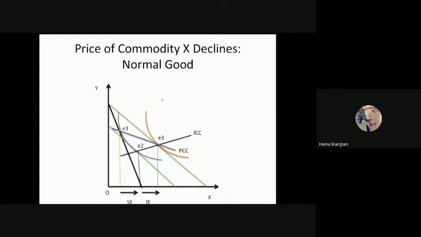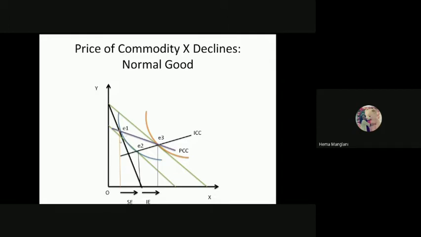That is, the price of commodity X declines for a normal good. So we started from here. Okay, that was a black budget line, which is the initial budget line, where the consumer is at the initial position. Okay, so that is the initial level of consumption. This is the indifference curve. Okay, so this is indicating the initial consumption bundle.